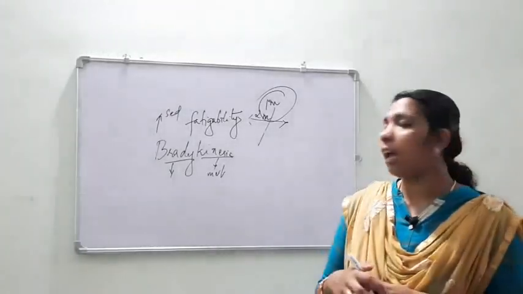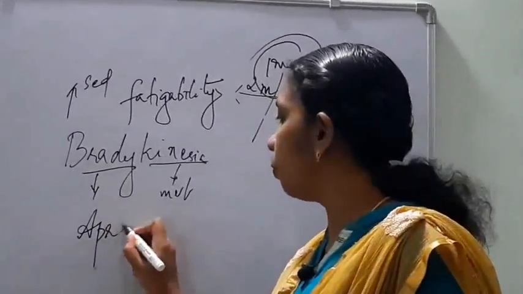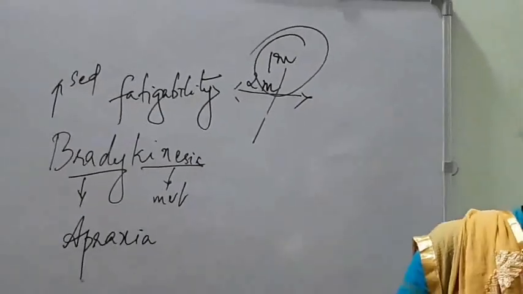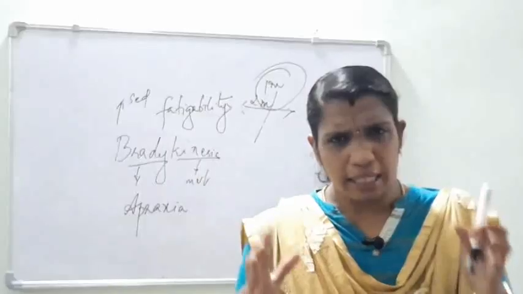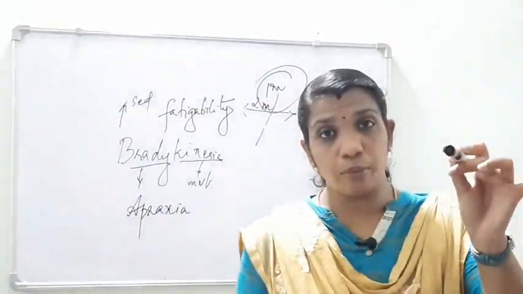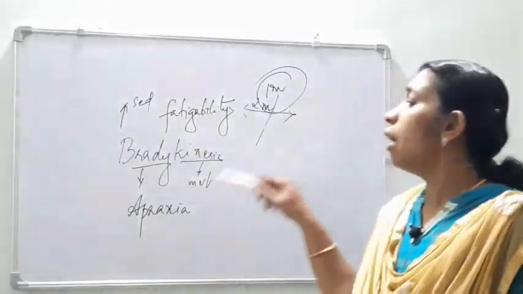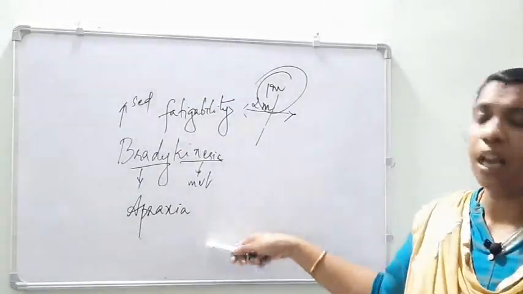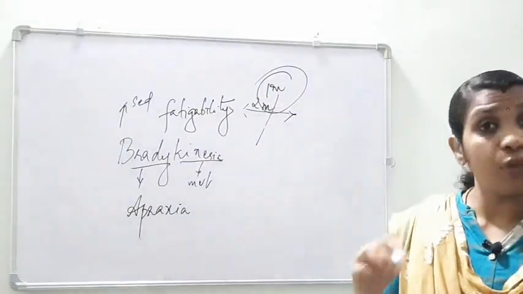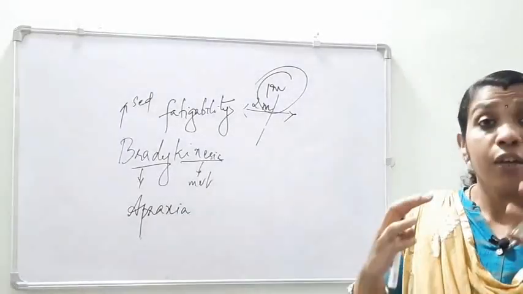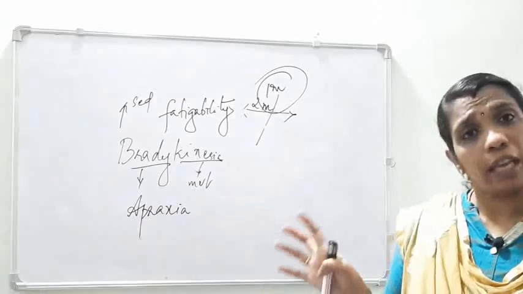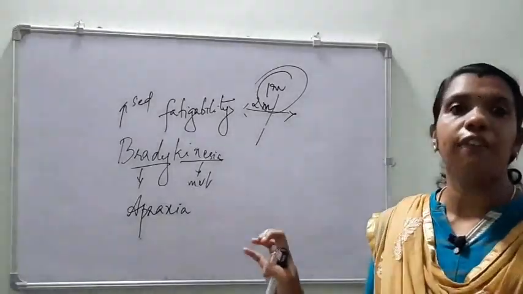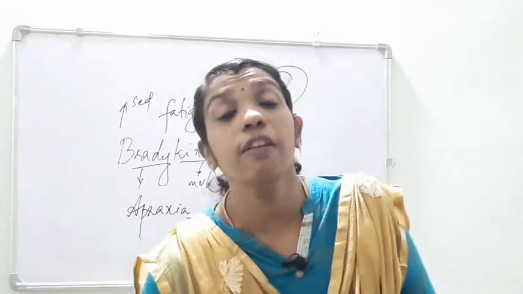That is bradykinesia. And the third is apraxia. Apraxia means inability to perform skilled movements. There are so many skilled movements, such as driving, writing and swimming. A person who has inability to perform skilled movements has apraxia. So these are the terms which get confused with weakness. The patient uses the same term, weakness, for everything. So we should differentiate by asking the history or by asking the character of the weakness to that patient. You understand?